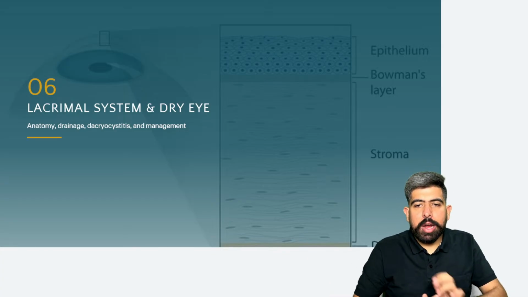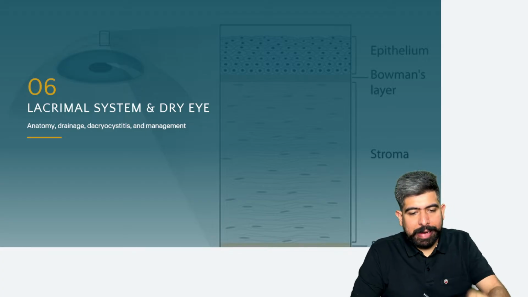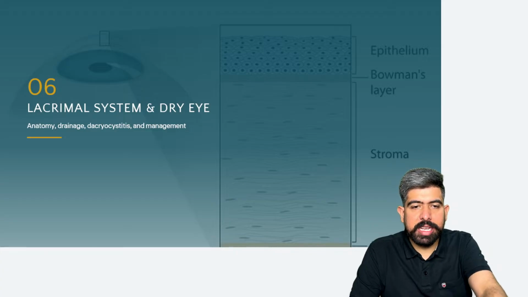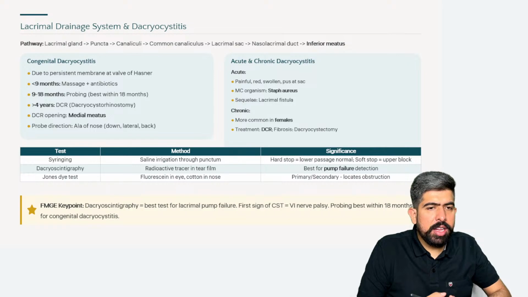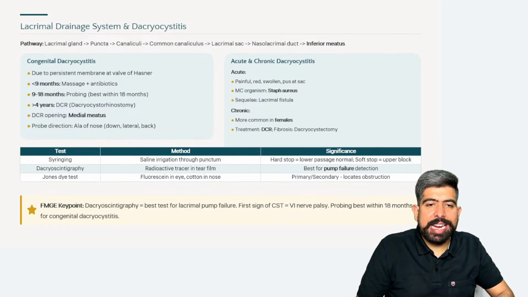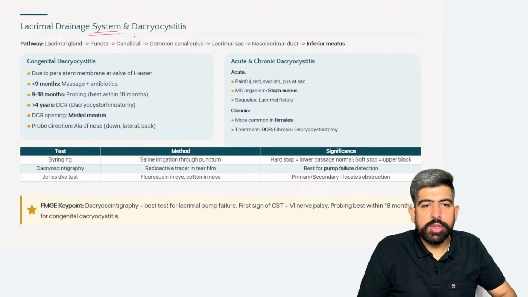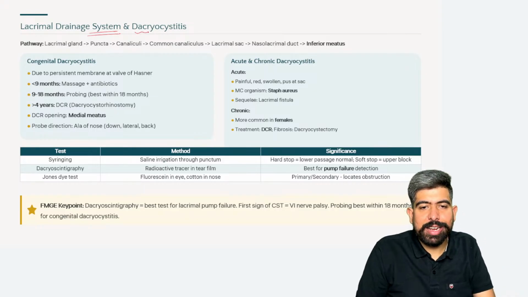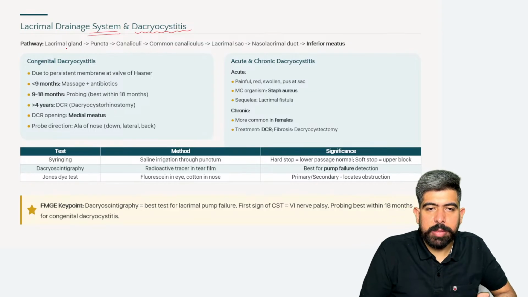Now we are moving forward to the next topic, which is the lacrimal system and dry eye. It is related to the tear film. First of all, we have to talk about the lacrimal drainage system, and also its infection, which is known as dacryocystitis. So we'll talk about dacryocystitis. First, the lacrimal drainage system and the pathway.